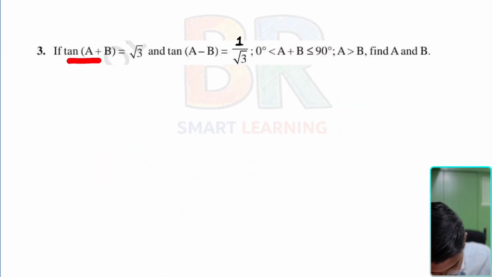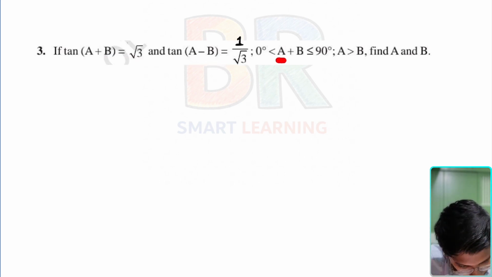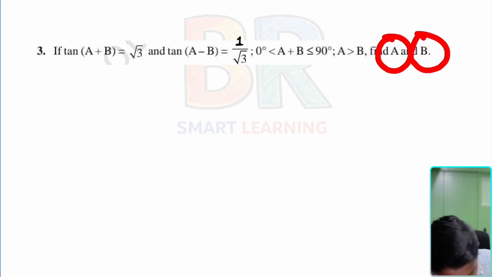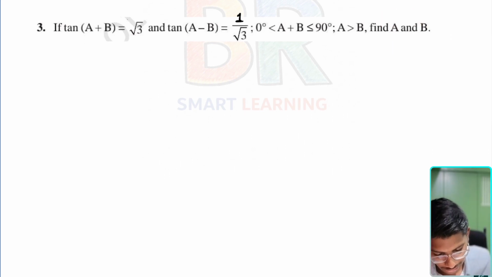If tan(A + B) equals root 3 and tan(A - B) equals 1 by root 3, and the values of A + B are greater than 0 and less than or equal to 90, also A is greater than B, we have to find the values of A and B. This question is very easy. We have already solved this type of question in the introductory video.